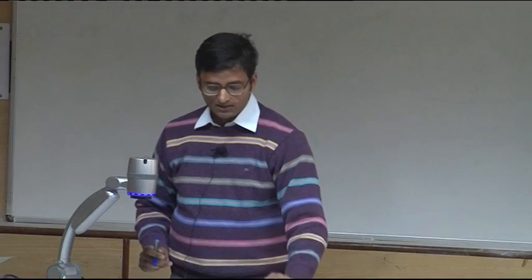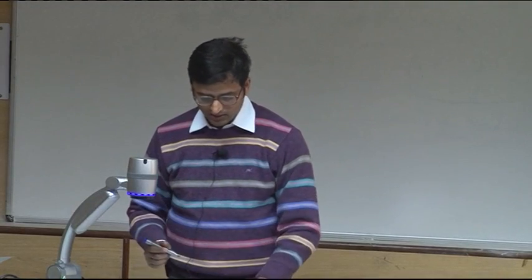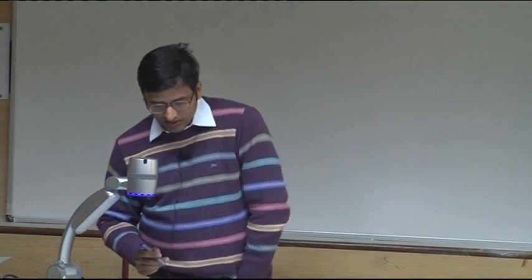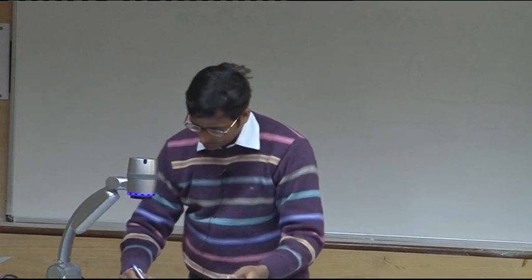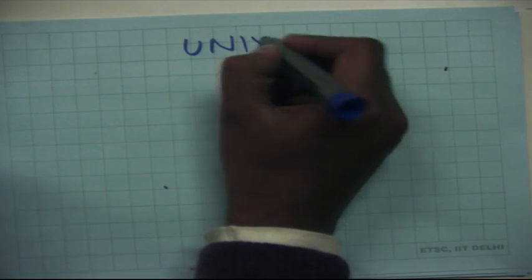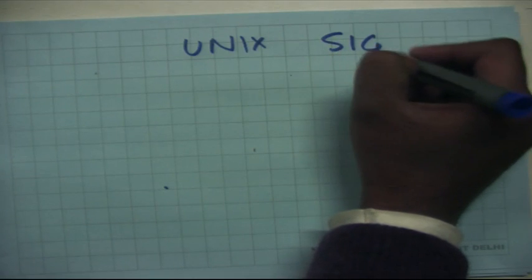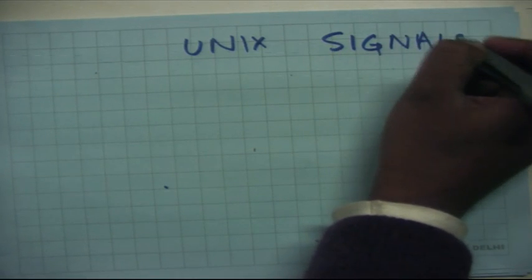The next, so pipe is a very interesting UNIX abstraction. The next abstraction I'm going to talk about are UNIX signals, and we're going to do this in the next lecture.